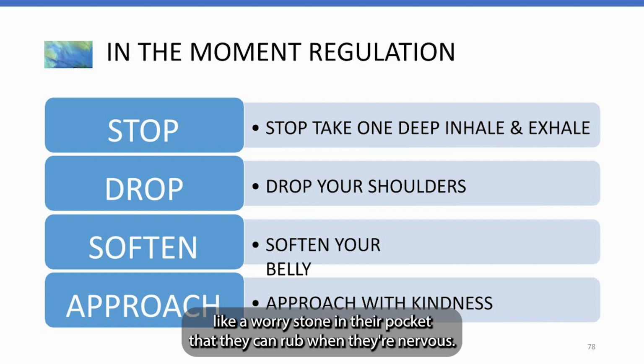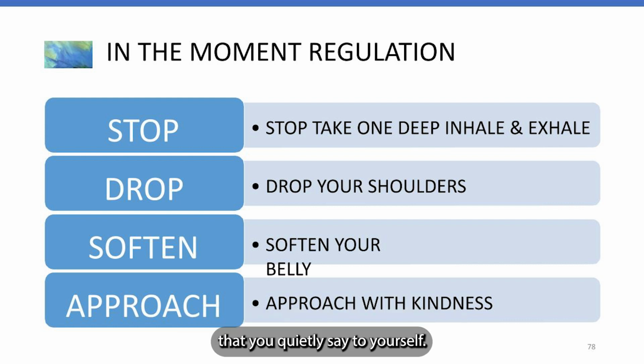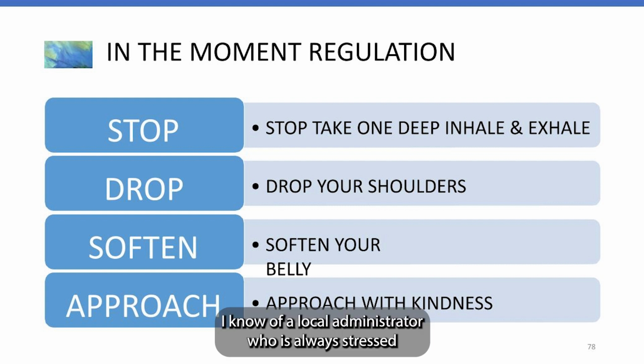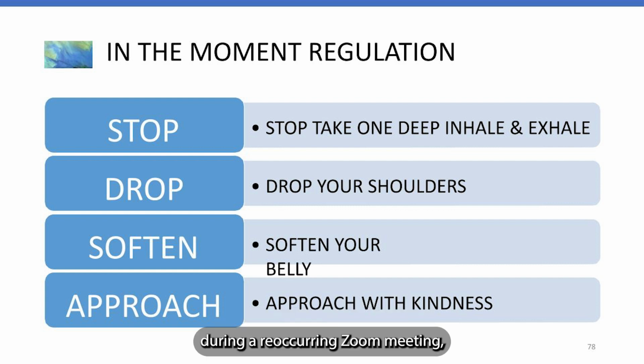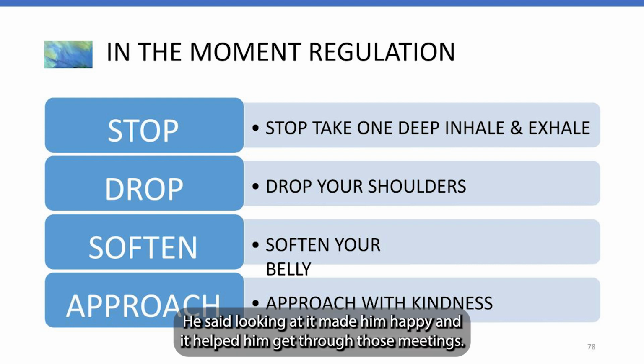Some people carry things like a worry stone in their pocket that they can rub when they're nervous. You could have a pre-planned thought or prayer or mantra that you quietly say to yourself. I know of a local administrator who was always stressed during a recurring Zoom meeting. So he taped a picture of his dog in the top right corner of his laptop. He said looking at it made him happy and it helped him get through those meetings.